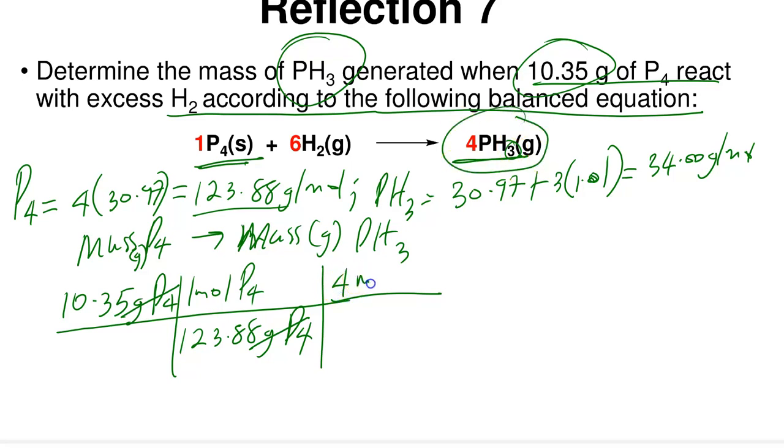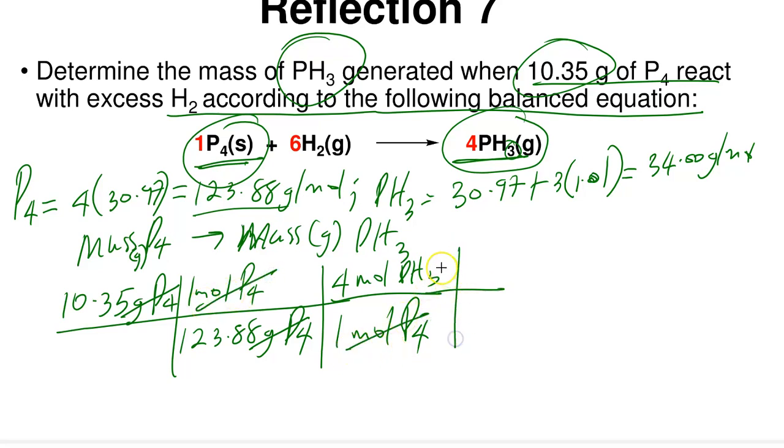So this will be 4 moles of PH3 to 1 mole of P4. Again, a mole of P4 will cancel moles of P4. And then finally, we now go to the last. We want to remove moles of PH3. And to do that, we're going to be using what? We're going to be using the molar mass of PH3.